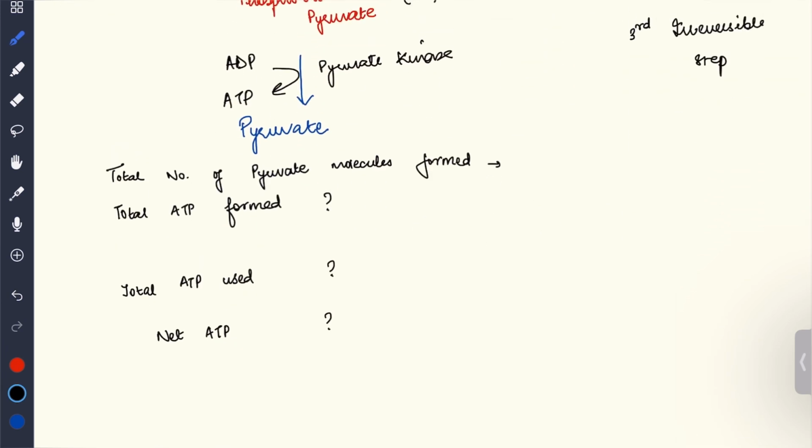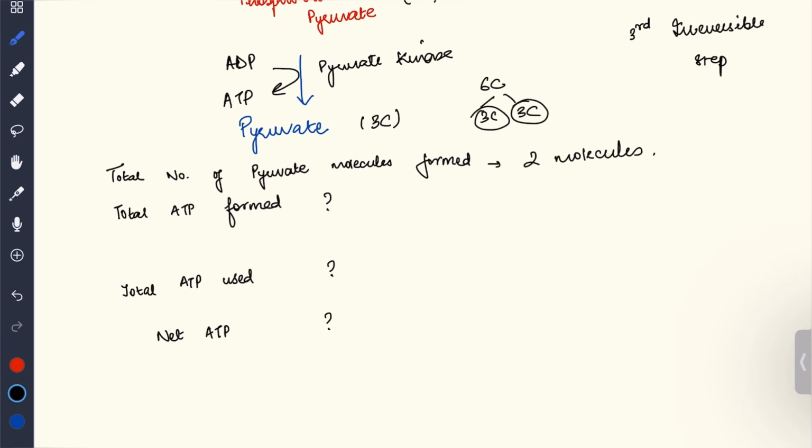Now, total number of pyruvate molecules formed. How many pyruvate is formed? I said I have 3 carbon pyruvate compound, but I had used 6 carbon, but it was getting divided into 3 carbon each. So how many? I have 2 molecules of pyruvate.